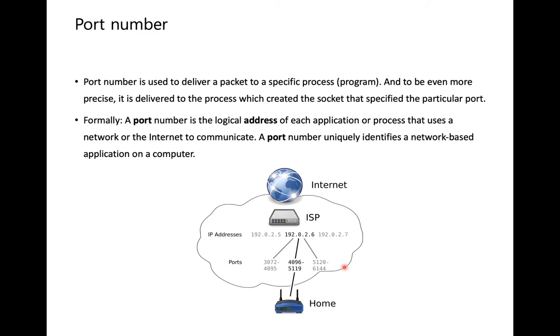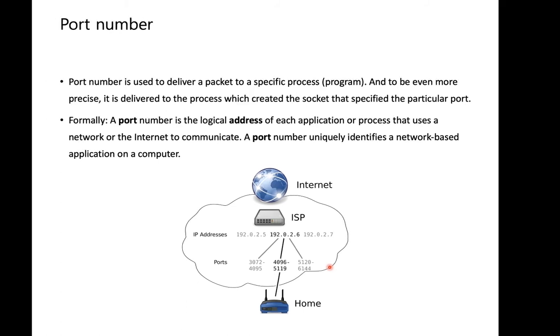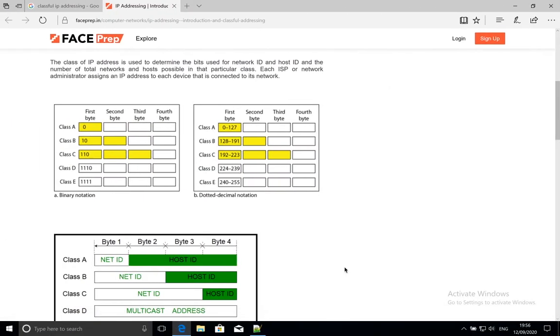The IP address is the address of that particular device, but within that device there are concurrently running, or parallel running, applications or processes. If you want to access a process within that device, you need a port. If you just need to access that computer, in that case you need an IP address only. I would like to explain it further like this.